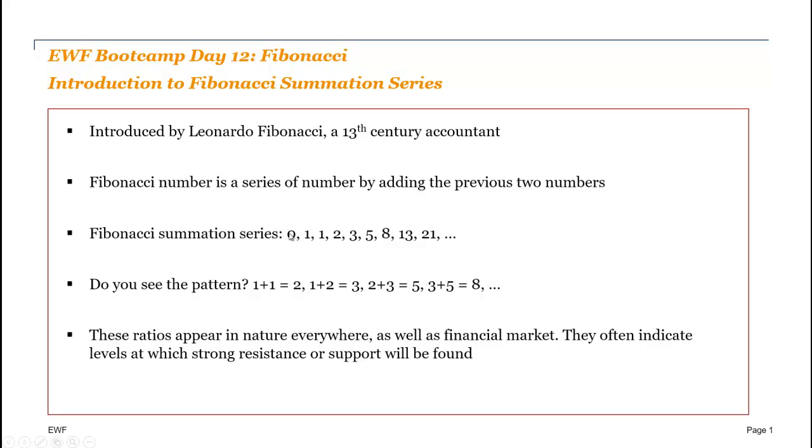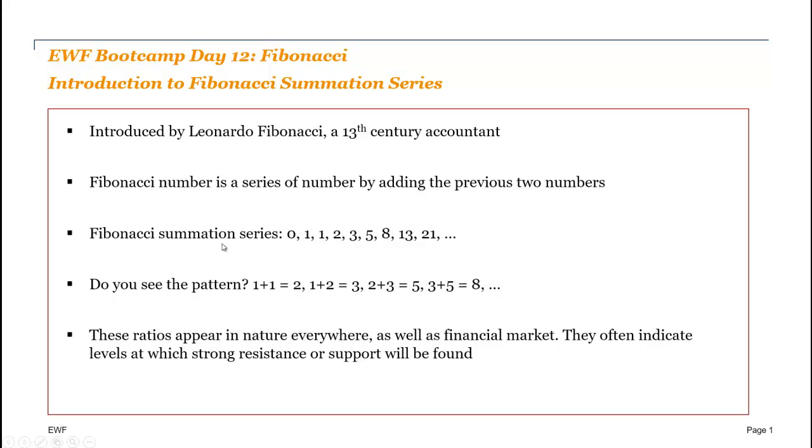So in this case, we add 0 and 1 to come up with 1. And then we add 1 and 1 to come up with 2. Adding 1 and 2, we come up with 3. Adding 2 and 3, we come up with 5, and so on. So we keep adding the previous two numbers to come up with the next number in the Fibonacci series. And that is the pattern here, adding the previous two numbers.